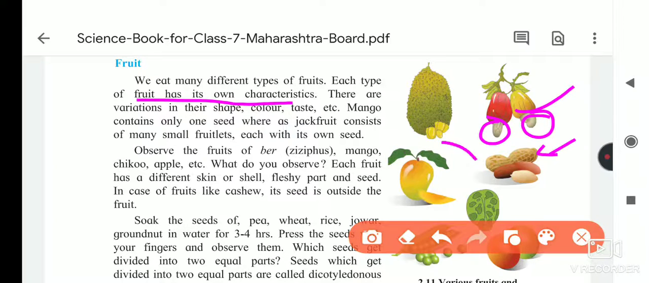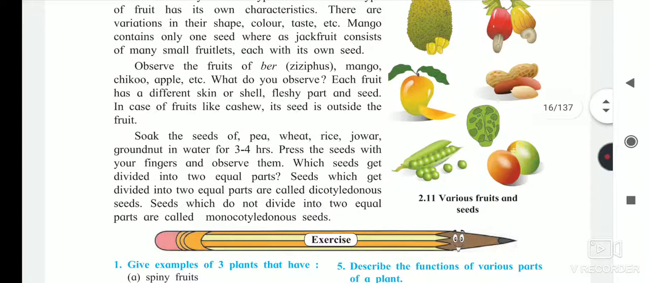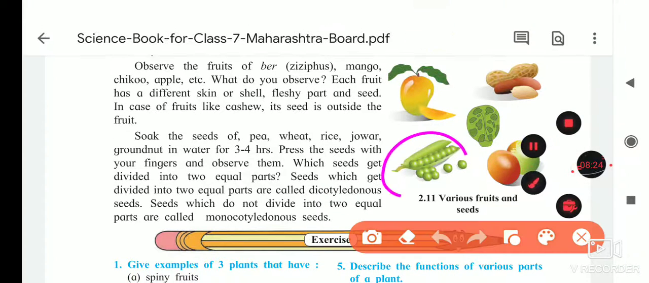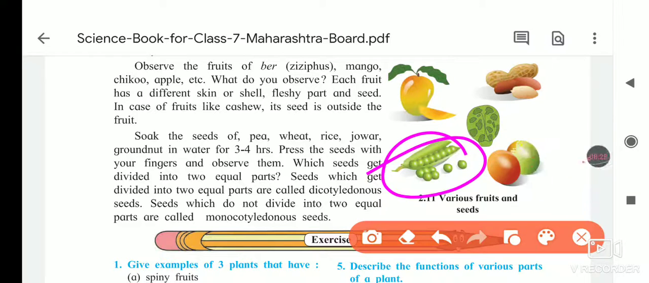Then here is the mango, which we were eating just now, though the season is over. Then there is the jackfruit, which has a tough covering outside. The covering of this mango is very soft. Then here some more are there. These are peas, which have pods above the seeds. And here, which fruit is there?